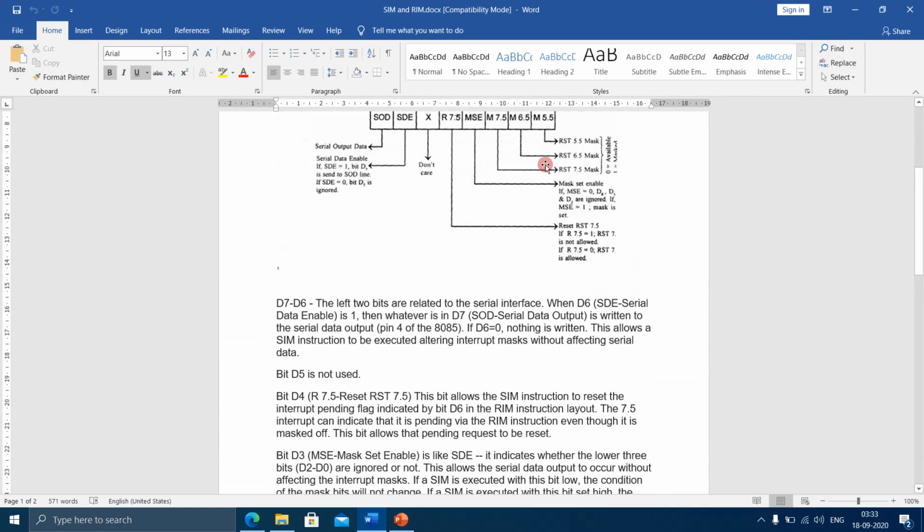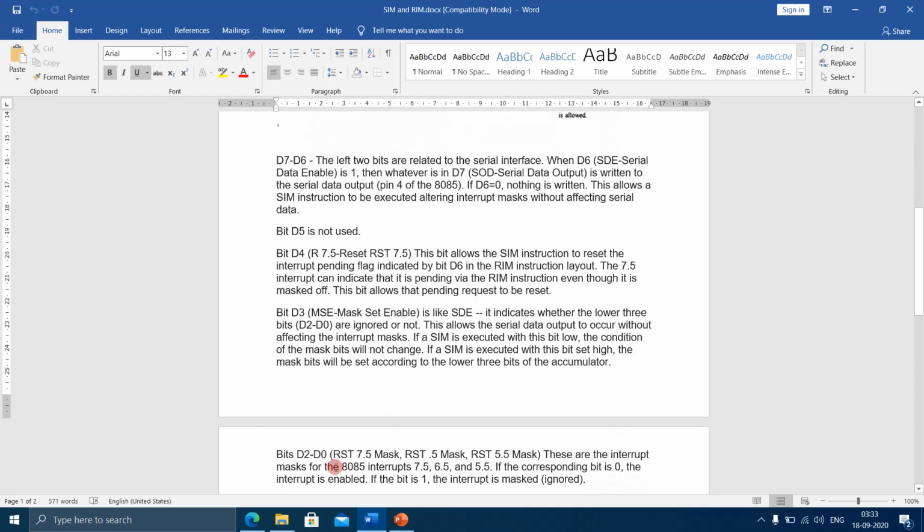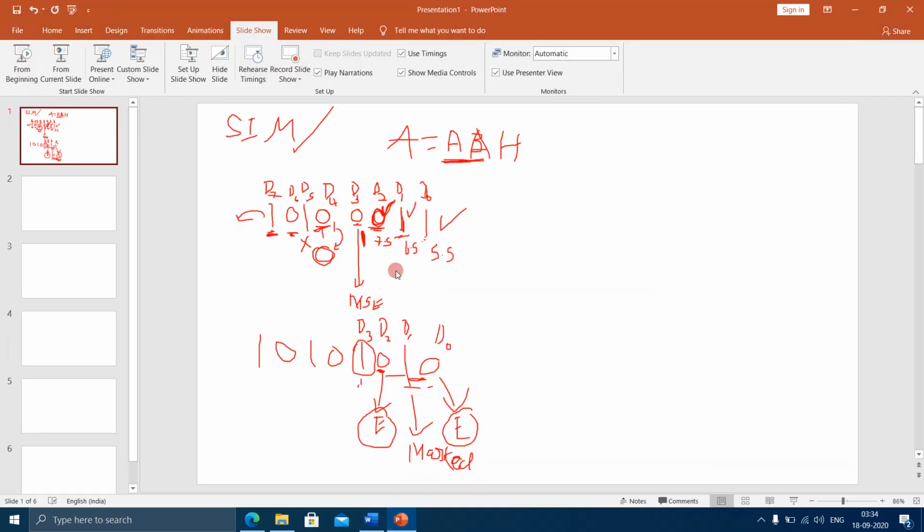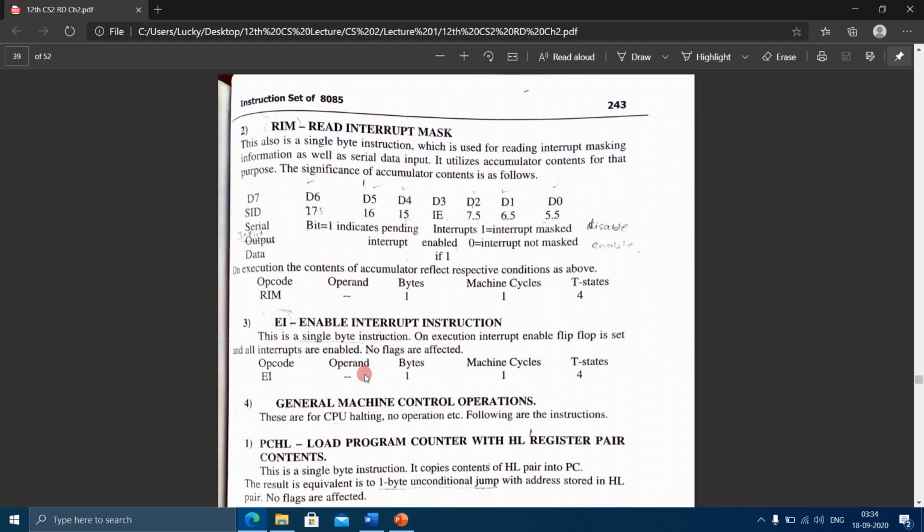Next is bit D2 to D0. Let's see what's written. RST 7.5, RST 6.5, RST 5.5. These are the interrupt masks for 8085 interrupts 7.5, 6.5, 5.5. If the corresponding bit is 0, the interrupt is enabled. If the bit is 1, the interrupt is masked. That's what I have told you here, that if this bit D2, which is RST 7.5, is 0, that means it's enabled. If this is 1, it will be disabled. This will be ignored.